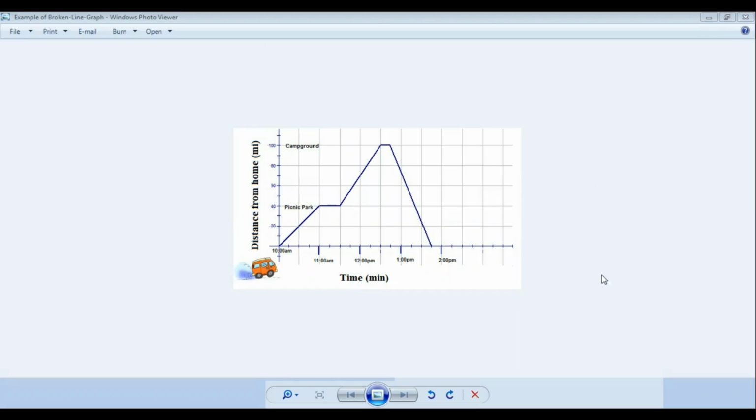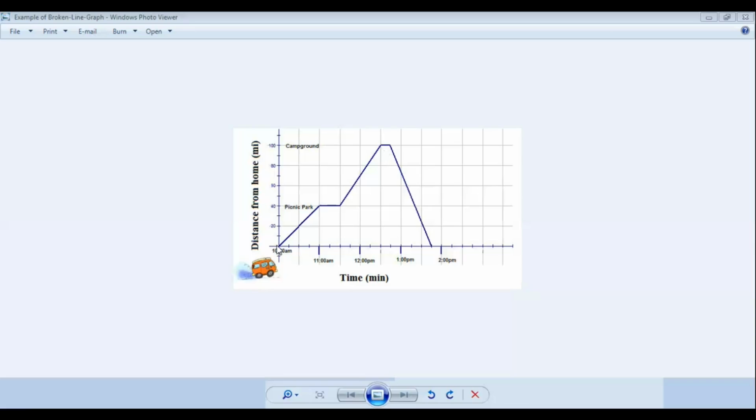Now in this example, a family is going to a campground, and before they are going to the campground, they are first going to visit a picnic park. Now, the distance of their home to the picnic park is 40 miles, and the distance of their home to the campground is 100 miles. The distance of the picnic park to the campground is 60 miles.